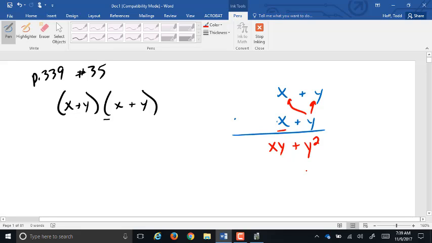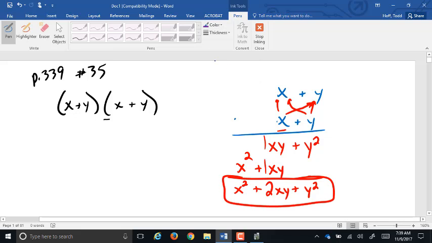We move over to the other one. We'll leave a blank here. X times y is xy, positive, so we're going to put a plus in front of it. X times x, x squared. Then we've got the y squared, positive. Xy plus xy, 1xy plus 1xy is 2xy, and that's positive, and x squared.